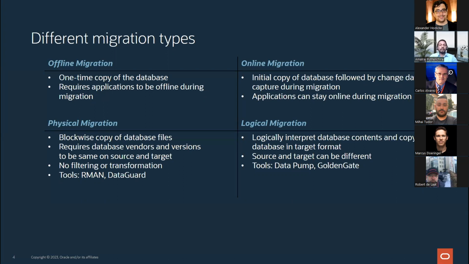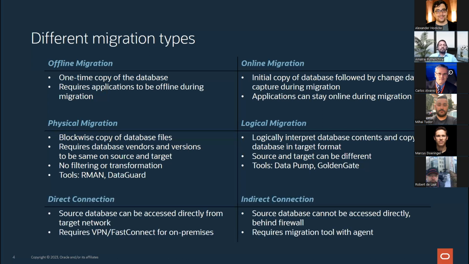So this is more flexible in terms of what kind of platforms and DB versions you can have in the source and in the target. Again, all these things we are going to discuss in detail in the coming slides. And then we also have something called direct connection and indirect connection. Direct connection is nothing but you have a connection to the source from your target. Of course, you might need to connect to the source either through a site-to-site VPN or using FastConnect. But in case you cannot access the source due to some restrictions, firewall or something, then we typically perform the migration using an agent. That is where we call it an indirect connection migration.